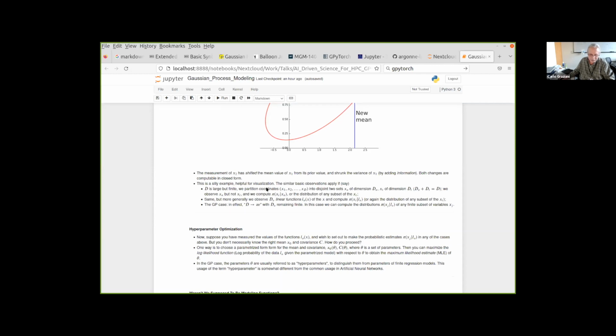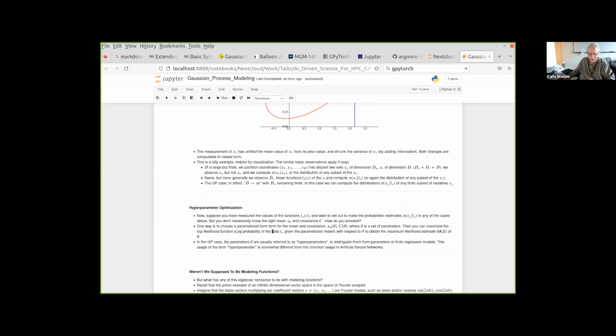In any of these cases above, but I don't necessarily know the right mean and the right covariance. How am I supposed to proceed? Well, one way to do this is I could start with a whole family of such means and a whole family of such covariances that are parameterized by some set of parameters.